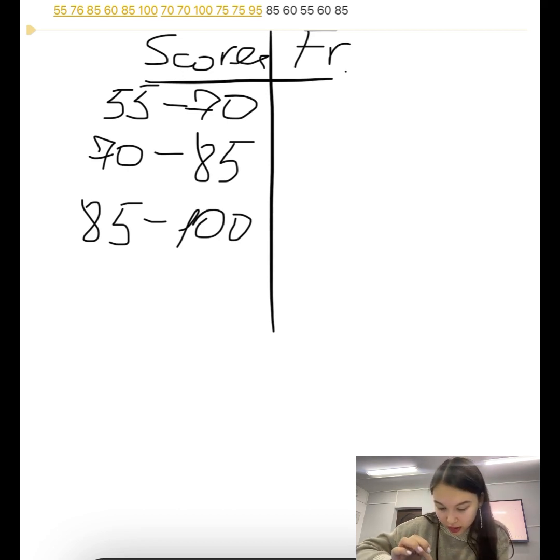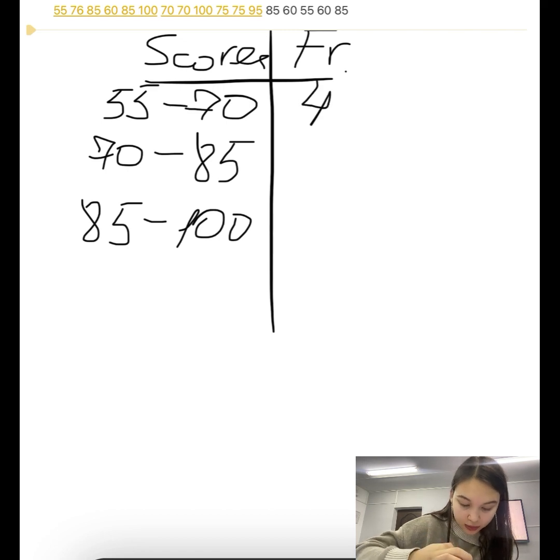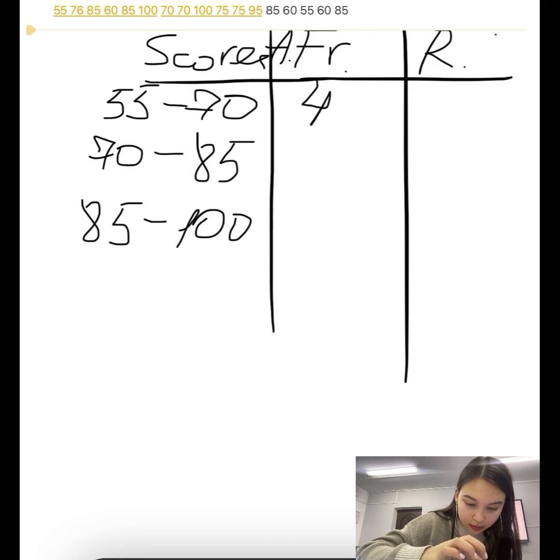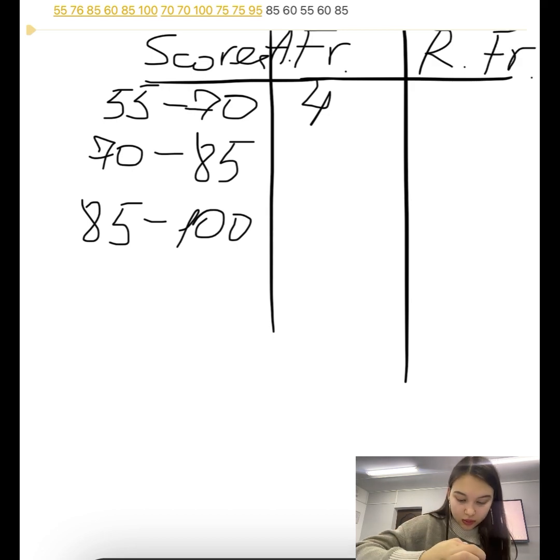55, 1, 2, 3, 4, for an absolute frequency. Let's divide the types of the frequency, to not confuse them. Here is a frequency and here is the relative frequency. So this is 4 out of 17.